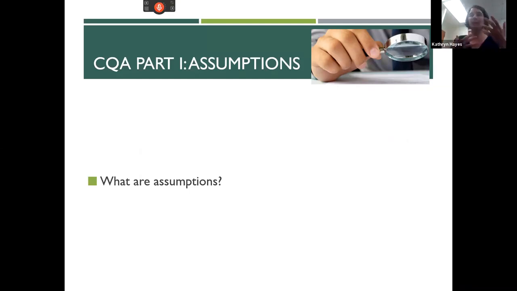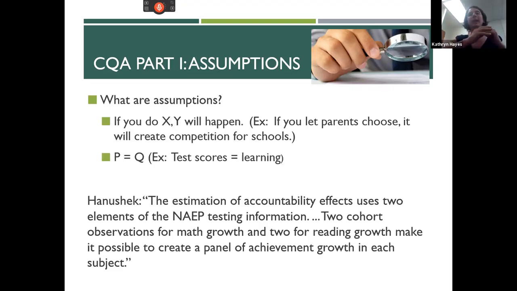Again, I've asked you to think a little bit about this, and now I'm going to go over a couple of ideas around assumptions. This is going to take a while to build your understanding of this. When researchers do research, we all make assumptions. For example, one assumption we might make is if you do X, Y will happen. If you give parents choice, that will create competition for schools and schools will get better. That's an assumption about the way we operate schools. That's a neoliberal assumption embedded in the charter school movement.